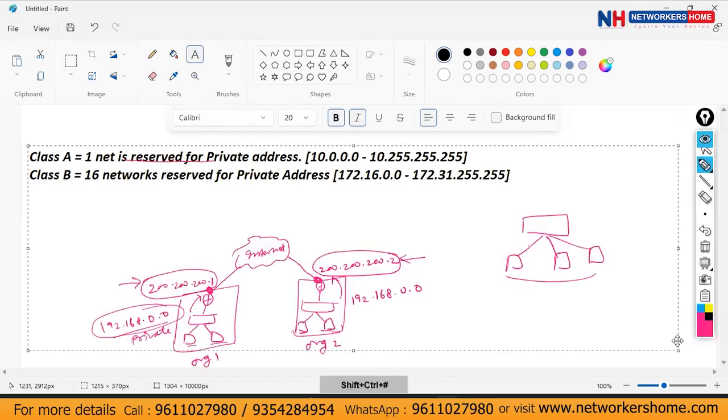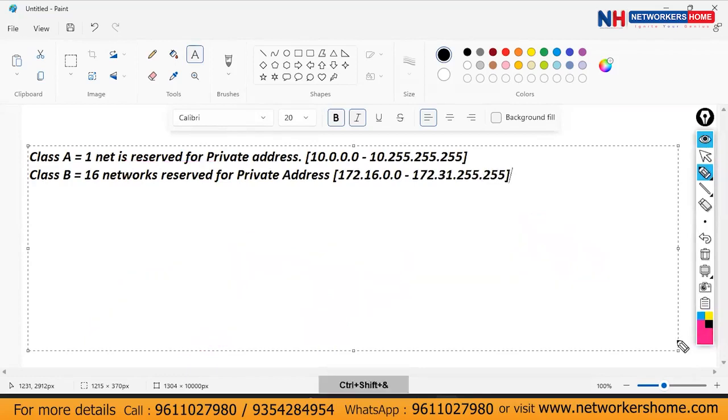And why am I saying 16 networks are reserved? Because in case of class B, how many network octets? Two octets. So the network octet is changing, which means the total networks are changing. From 16 till 31, how many? 16.